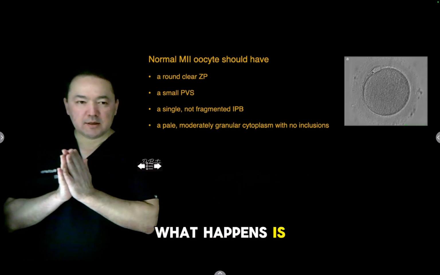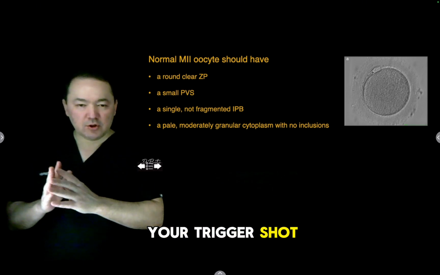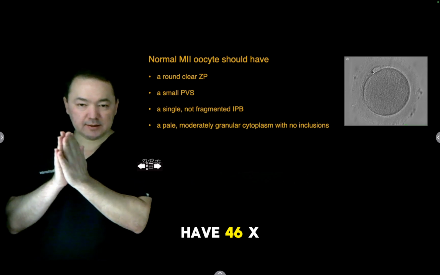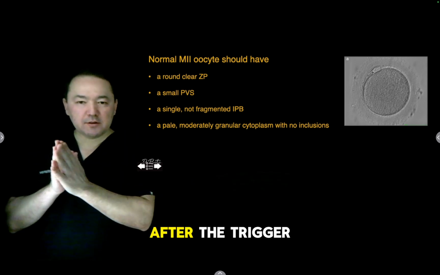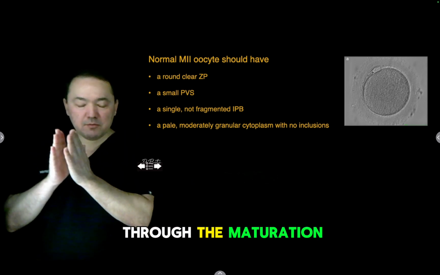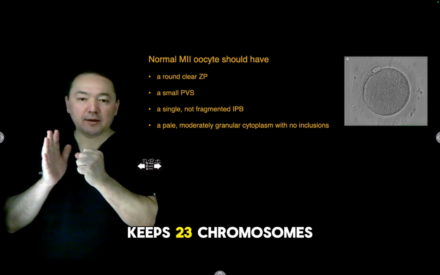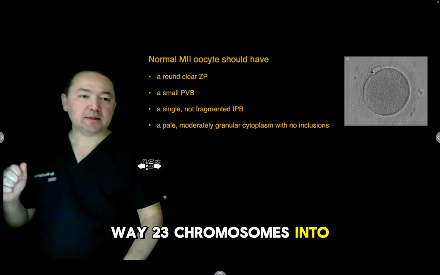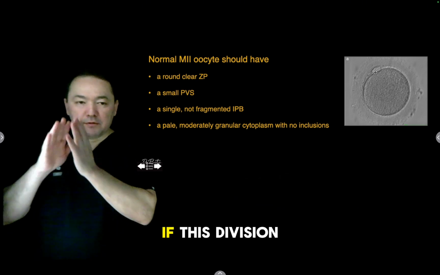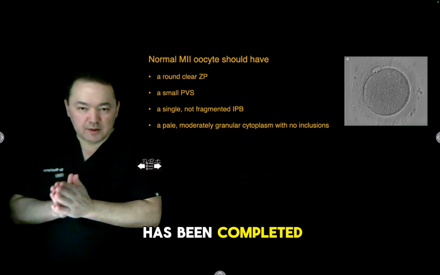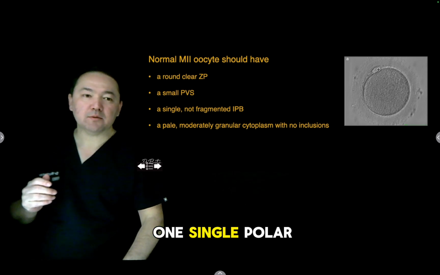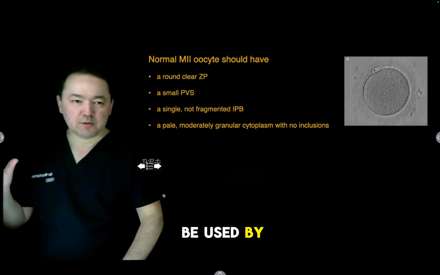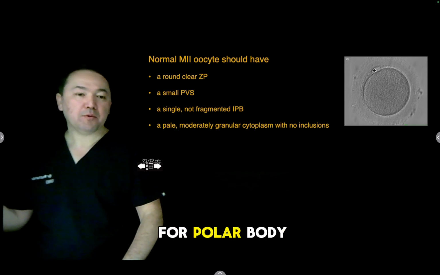What happens is, before your trigger shot, eggs have 46 chromosomes. After the trigger shot, once the egg goes through maturation, it keeps 23 chromosomes and throws away 23 chromosomes into this polar body. If this division has been completed, you should have one single polar body which has got 23 chromosomes, which will not be used by the baby. It's a thrown away polar body.